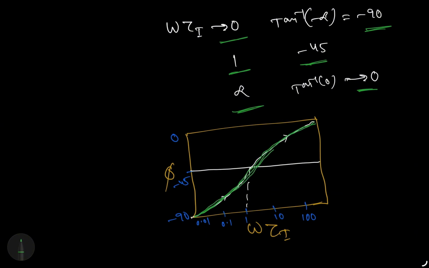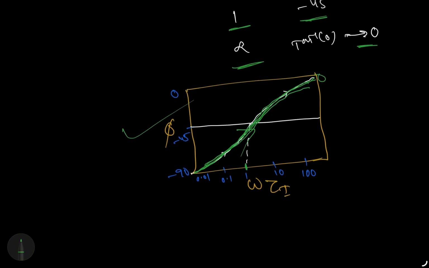This is a different graph from the previous graphs. At the corner frequency, it becomes around -45 degrees, and at very high frequency it approaches 0. So the phase curve increases from -90 degrees to 0 degrees as frequency increases, so it goes like this.